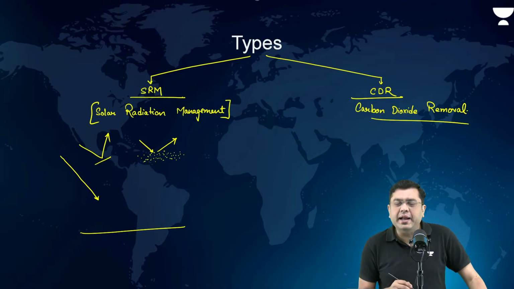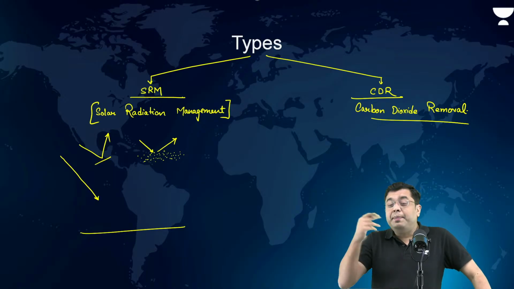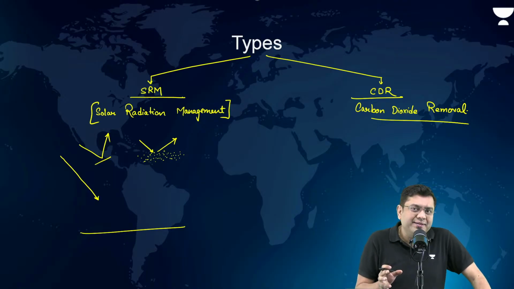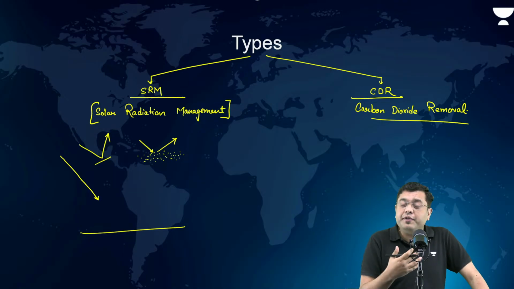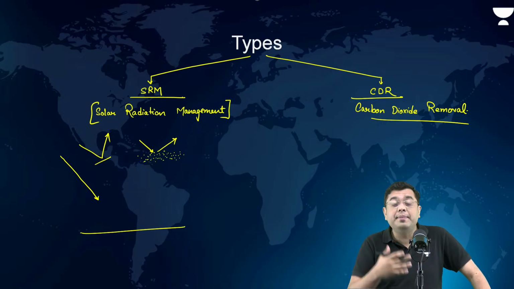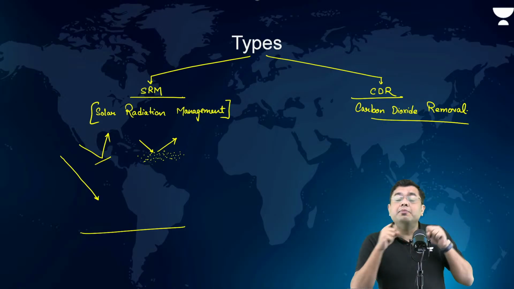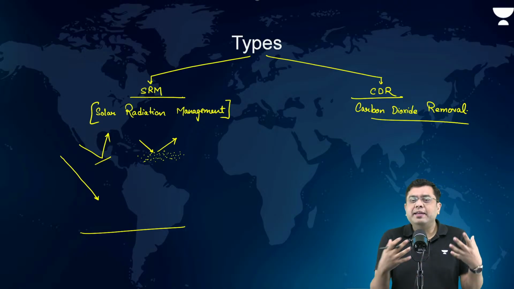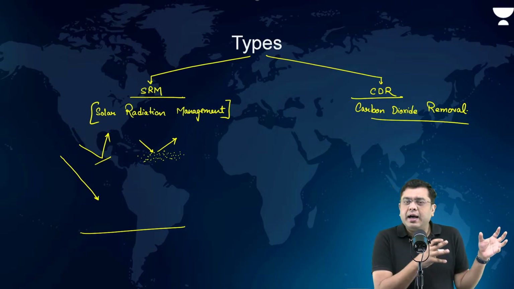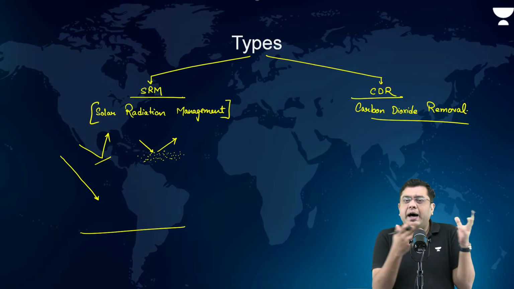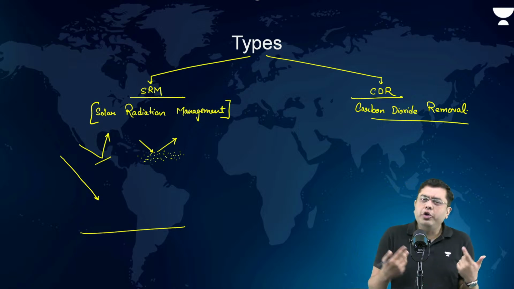The other is carbon dioxide removal. So carbon dioxide we know is a greenhouse gas. Carbon dioxide, greater amount of carbon dioxide in the atmosphere creates greater amount of heating. So what if we remove that carbon dioxide? That is a process which is also referred to as carbon capture and storage or carbon sequestration. Now, how do you do that?